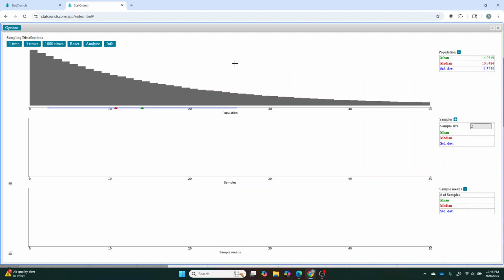Here I have a right skewed distribution, and I'm going to simulate taking a bunch of samples of size 4. So I can do 1 sample of size 4. I can do 5 samples of size 4. And again, it's going to compute the sample mean and drop the sample mean down here for me.